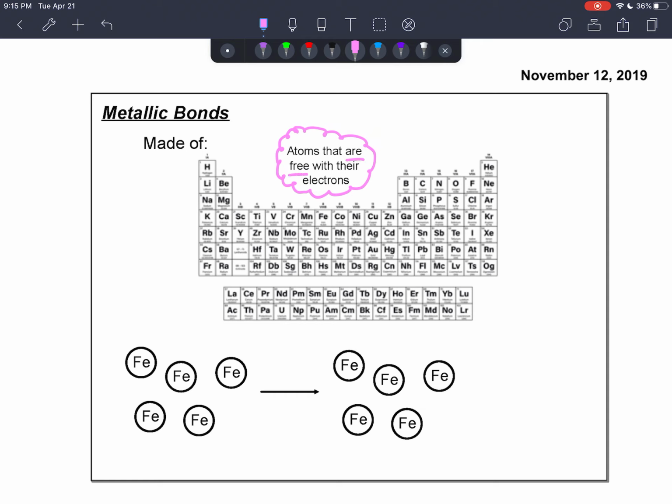There's a specific group of atoms that are free with their electrons, and it's specifically this block here in the middle. Typically, we've been ignoring this block. These are the transition metals. But the transition metals are special because not only do they give away their electrons, but they're free with their electrons. So let me show you what I mean by that.